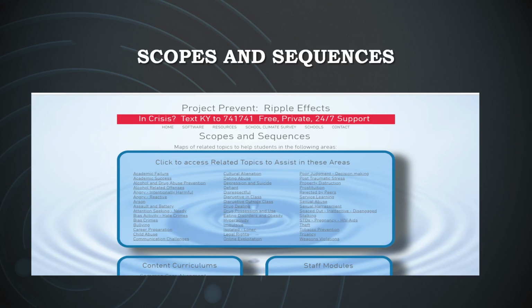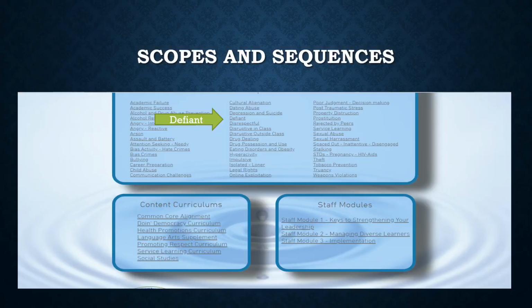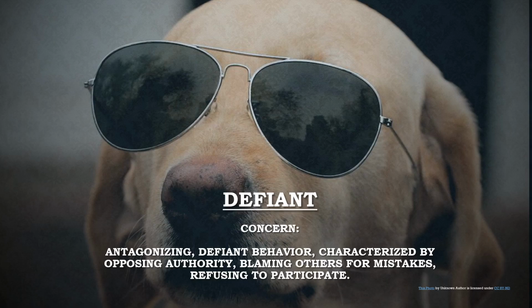One of the things with this is that kids can use it independently, individually with different topics, or you can use it as a group lesson or a small group lesson. We'll go through those and get some ideas on how to use this. You can see on the scope and sequence there's the topic Defiant. Defiant, concern, antagonizing: defiant behavior characterized by opposing authority, blaming others for mistakes, refusing to participate. We all know kids that do that. We know adults that do that. But we're going to give you some things that you can do with Ripple Effects to alleviate this problem with students.